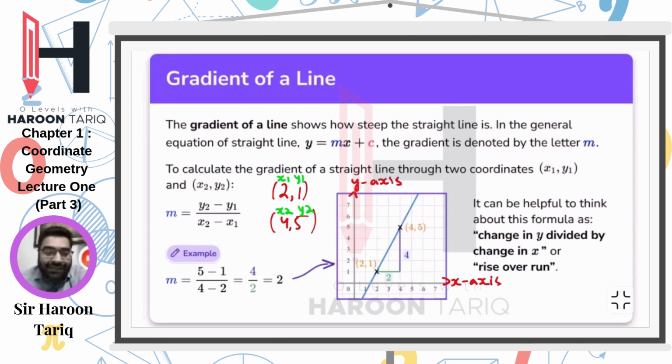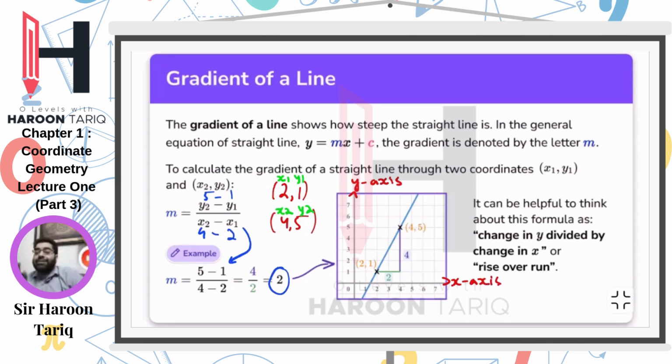Okay, now what I do is I just replace these values in my formula. So my y2 is 5, as you can see, minus my y1 is 1, divided by my x2 is 4, minus my x1 is 2. So if you look at these values, I get the same values, right? If you put this in your calculator or you do it mentally as well, you get the same answer. Is this clear? This is how we find the gradient.